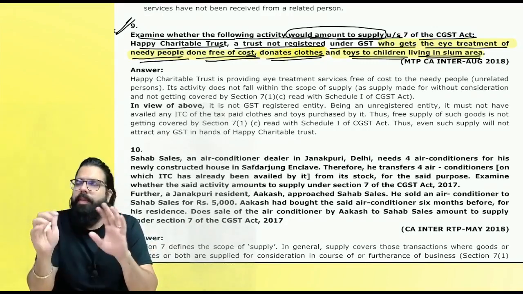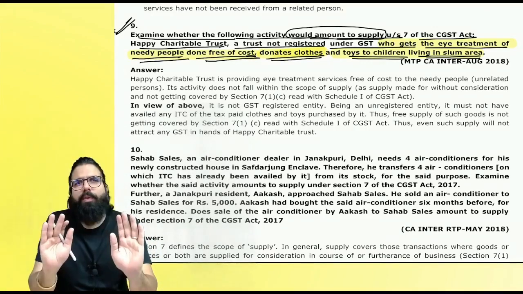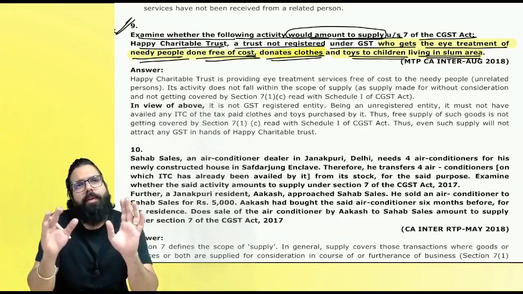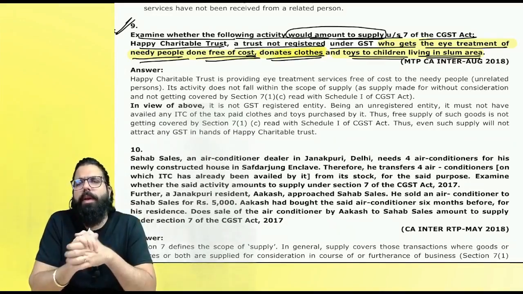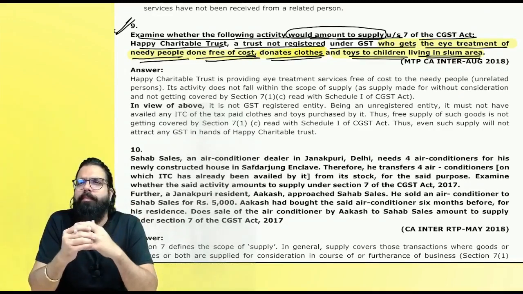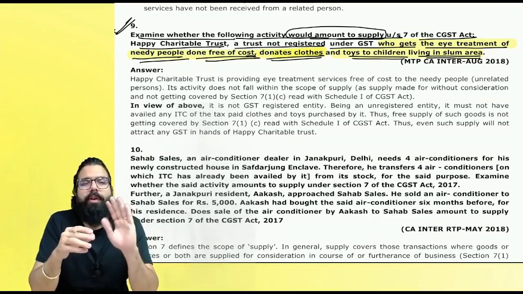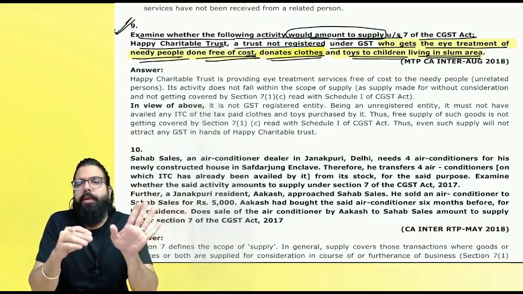Charity. Is it supply, first of all? You have to understand that. Is it coming under the definition of supply? Why? Bobby, you are doing it without any consideration. So it should come in 71C.